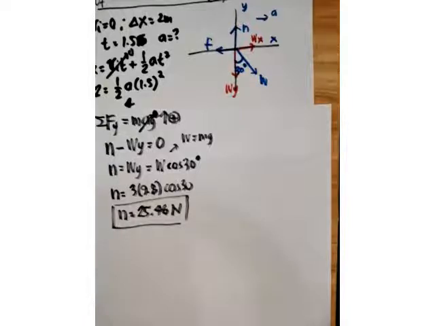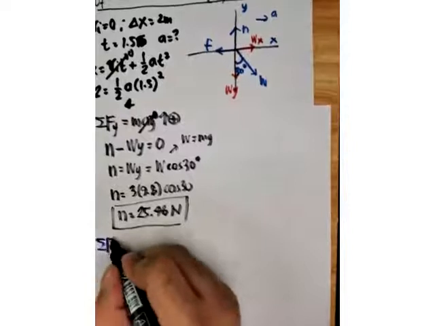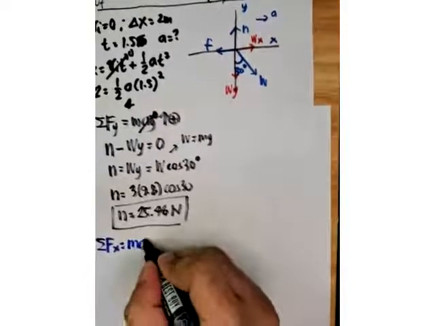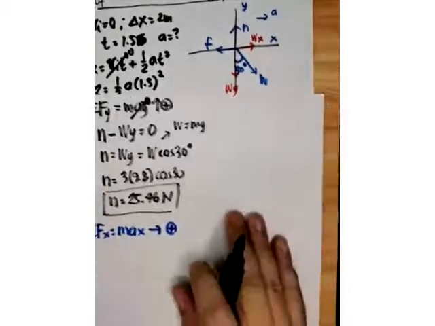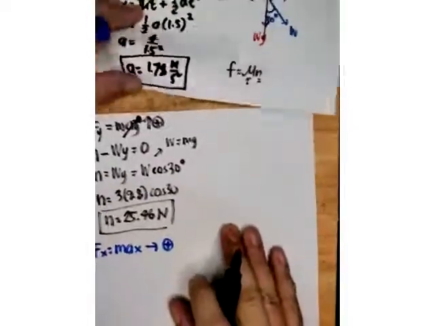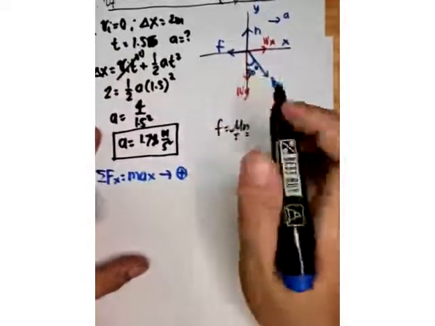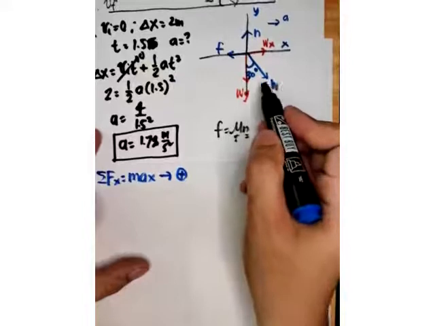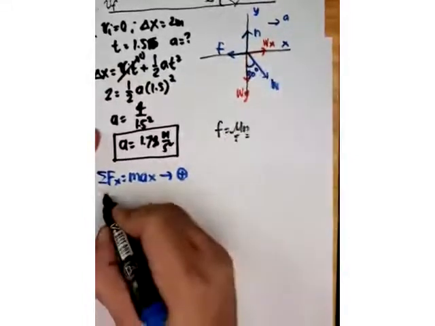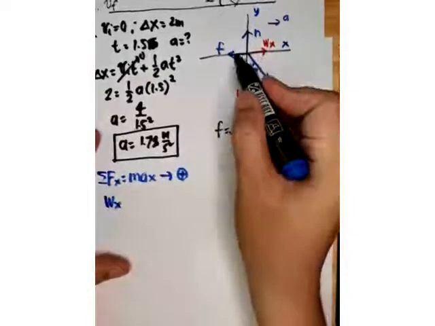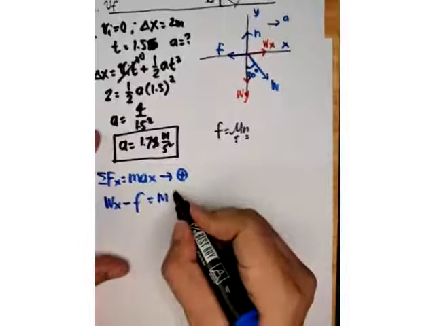Okay, next, let's proceed to X. Summation of forces along X is equal to max. To the right is positive. Again, let's look at the figure. What are the forces along X? Don't mind the W here because we already took its components. To the right is positive. So we have WX, and then minus the frictional force is equal to mass times the acceleration.